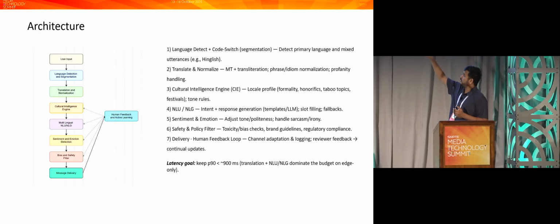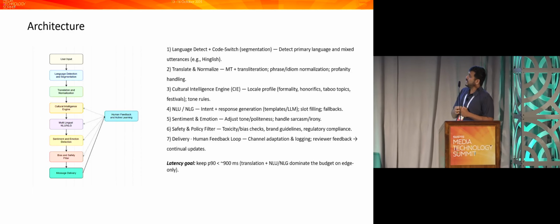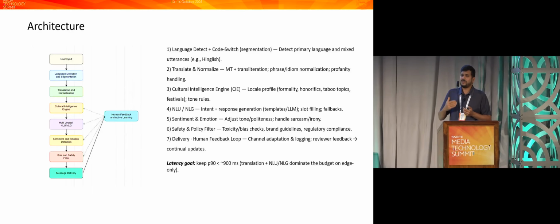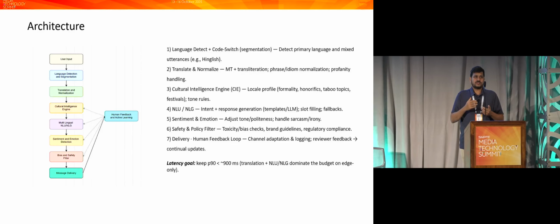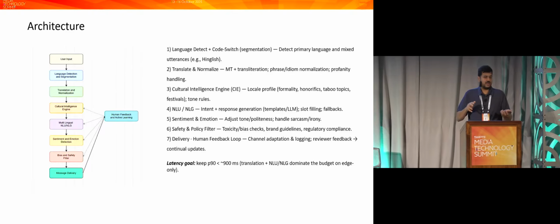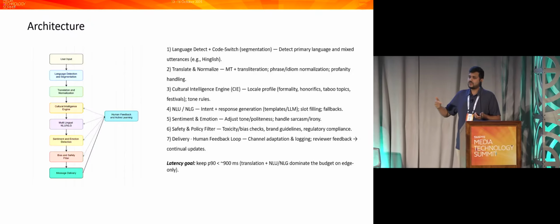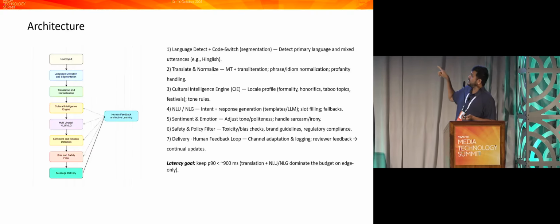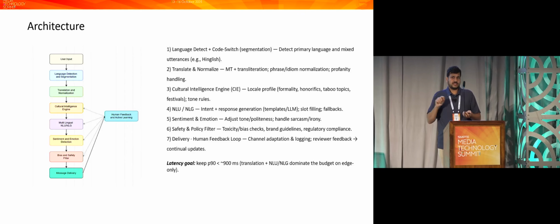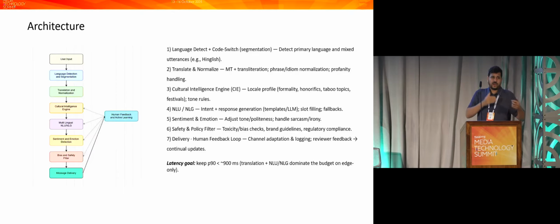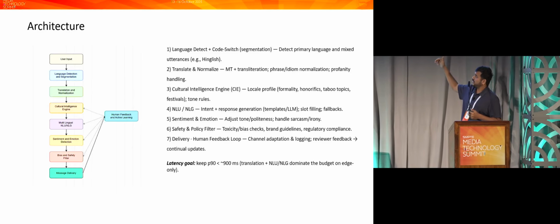Next, the most important part is the translation and normalization. Here the translation happens, and also the normalization. Let's say when you are typing non-English words, multiple folks would type it with different spellings. So it would normalize that, and also give back the translation. This layer also has an NLG, a natural language generator, which detects the intent, generates the output, and passes it on to the cultural intelligence engine.